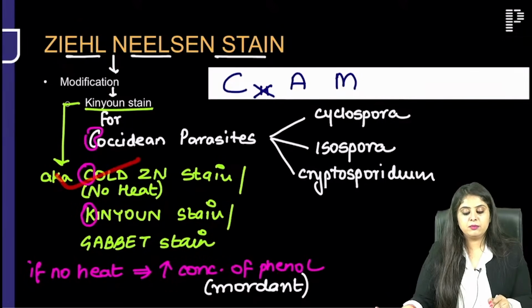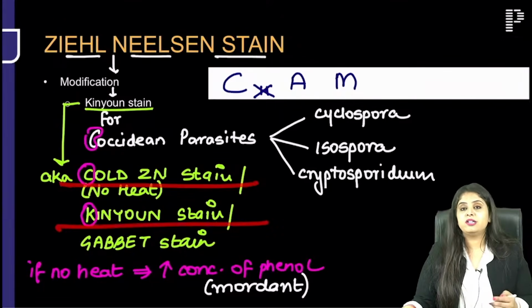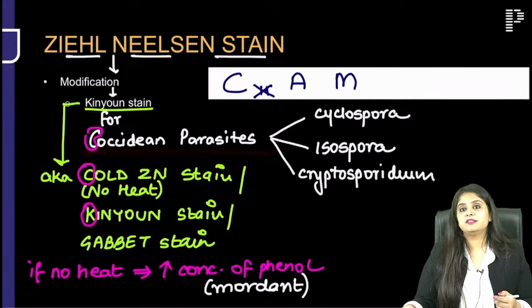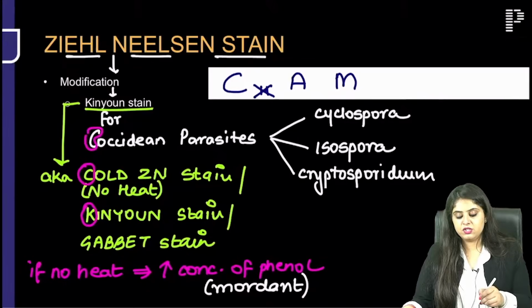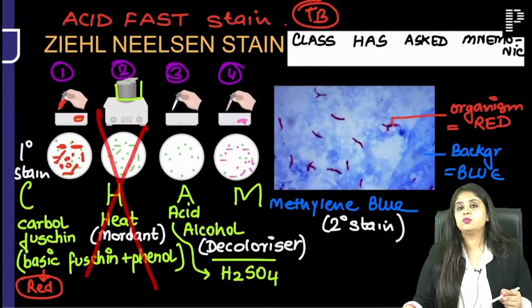Have you now understood the entire story? Cold means no heating. If you're not heating, then you will have to do some variation. You will have to increase phenol. Cold Zn stain, known as Kinyon stain or Gabbett stain, is done for coccidian parasites. Are we okay with the first variation? Can I now take you to the second variation? The first variation was that there was no heat.